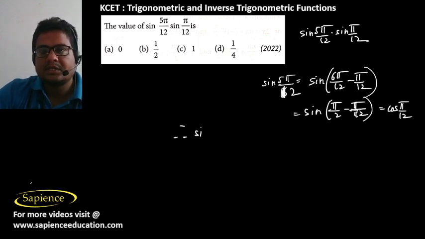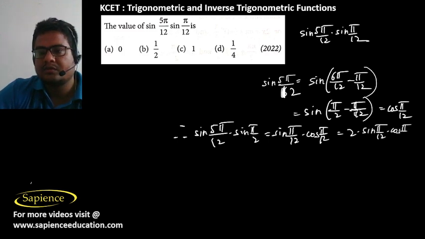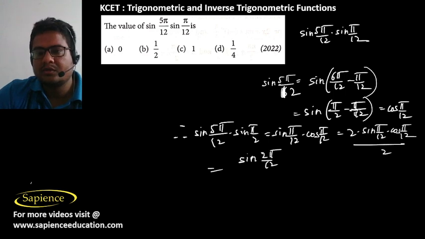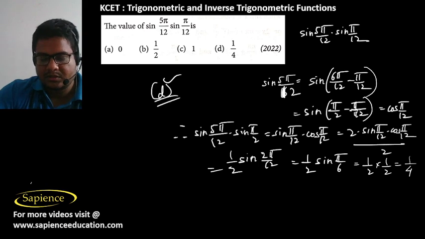So now therefore this sine 5 pi by 12 into sine pi by 12 can be written as sine pi by 12 into cos pi by 12, which can be written as 2 sine pi by 12 cos pi by 12 divided by 2. So 2 sine theta cos theta is sine 2 theta. So this is sine 2 pi by 12 divided by 2. So this will be half sine pi by 6. So sine pi by 6 is half. So this is half into half, which is equal to 1 by 4. So option D is the correct answer.